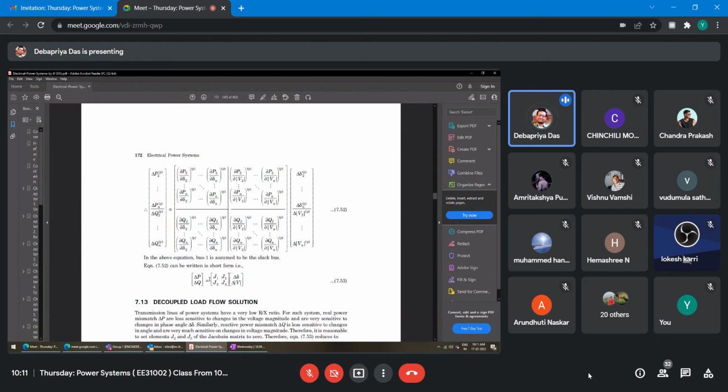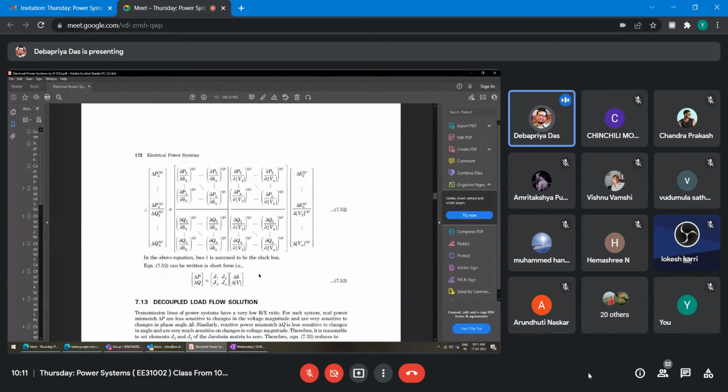So delta P is equal to this vector: delta P2, delta P3 up to delta Pn. Delta Q will be delta Q2, delta Q3 up to delta Qn. These are bold actually, that's why it is written. Now delta delta is equal to delta delta 2, delta delta 3 up to delta delta n. Similarly delta magnitude V is equal to delta V2 by magnitude V2, delta V3 by magnitude V3, up to delta Vn. So this was J1, J2, J3, J4.